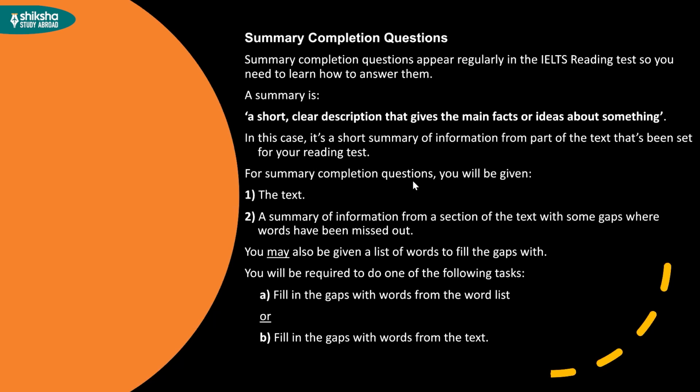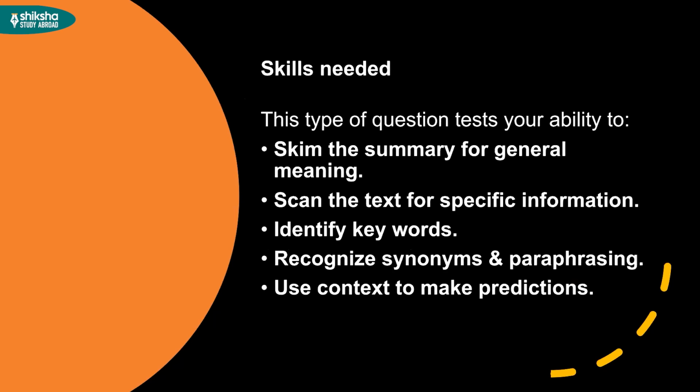For summary completion questions, you will be given the text and a summary of information from a section of the text with some gaps where words have been missed out. You may also be given a list of words to fill the gaps with. You will be required to do one of the following tasks. Either fill in the gaps with words from the word list, or fill in the gaps with words from the text. Either of these two will be mentioned in the instructions, so please read the instructions very carefully before you attempt any question.